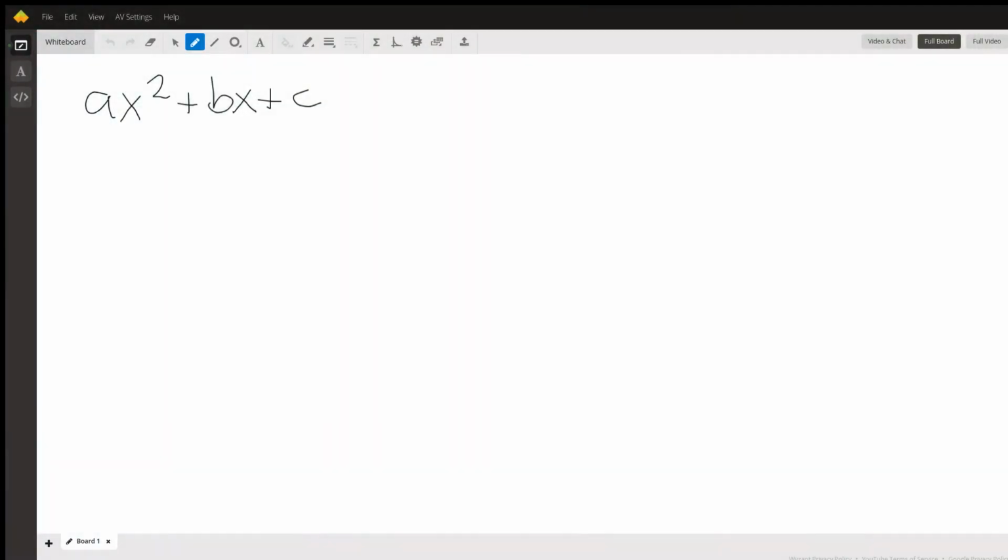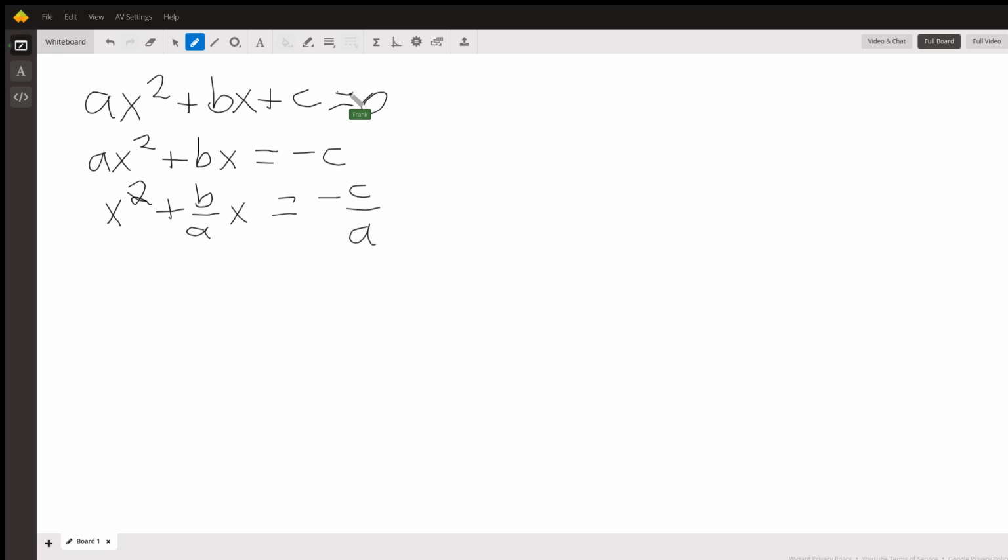How to derive the quadratic formula from this, ax squared plus bx plus c equals 0. So the first step is I'll move the c to the right-hand side. I subtract c from both sides: ax squared plus bx equals negative c. Now I will divide everything by a to get rid of that a in front of the x squared. x squared, a divided by a is just 1, plus b over a x equals negative c over a.